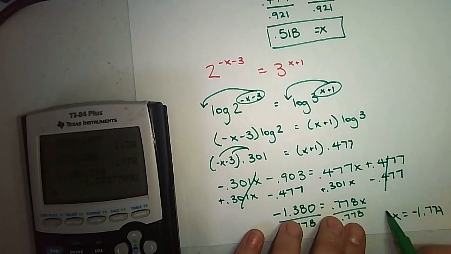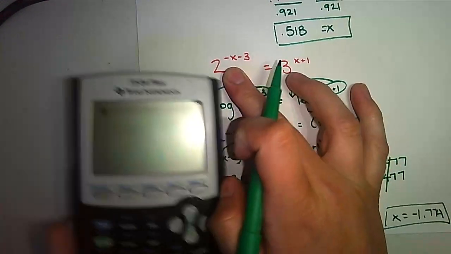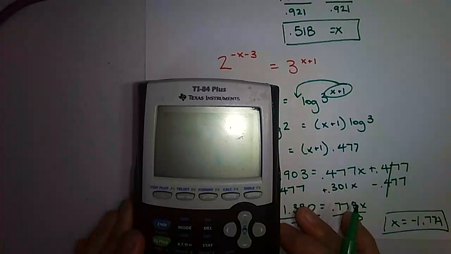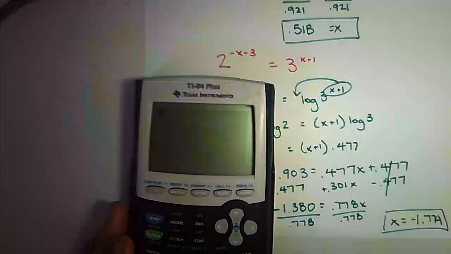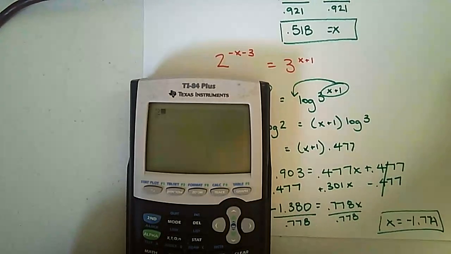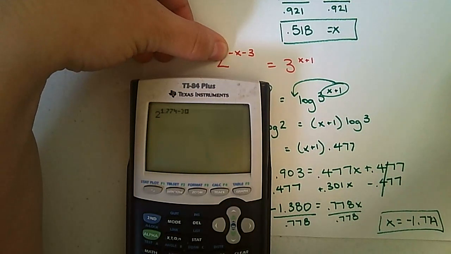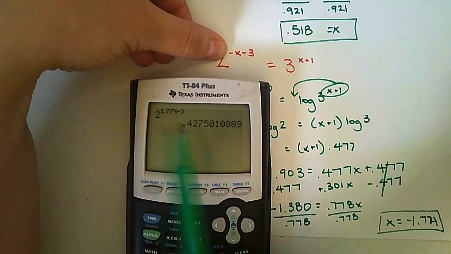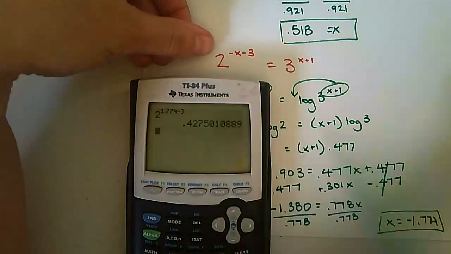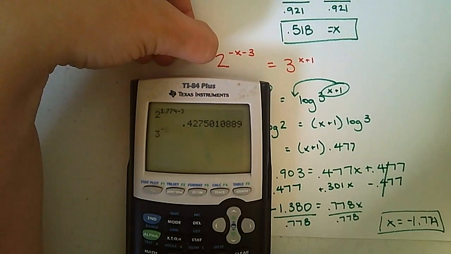All right. And again, you don't need to check this, but let's go ahead and do that. So I'm going to plug it into this side first. That's hard to see. Okay. So we have 2 to the power of negative 1.77. So that's going to become a positive, actually, minus 3. So notice that's what this side over here equaled when we plug it in. And now let's go ahead and plug it in on this side as well.